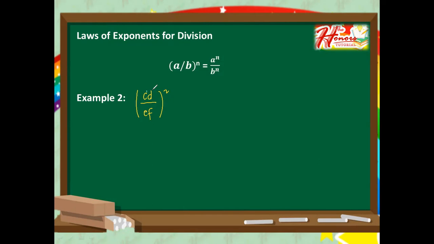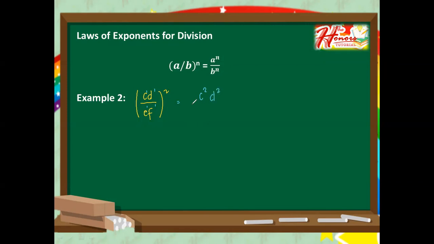We have here 1 as the exponent of C, D, E, and F. But we cannot see it because if the exponent of a variable is 1, we usually don't write it. It is invisible. So now we have to distribute 2. 2 times 1 for C is 2, so we have here C squared. 2 times 1 for D is 2 also, so we have here D squared.